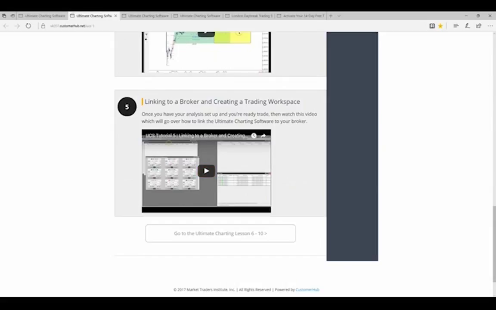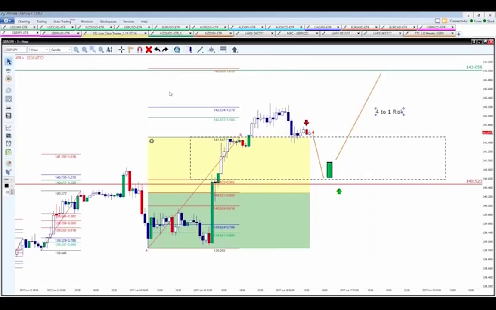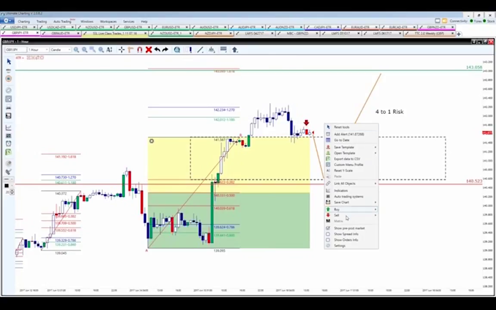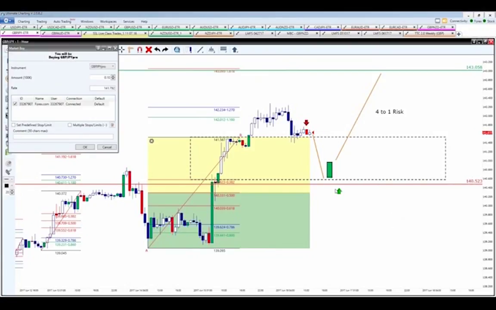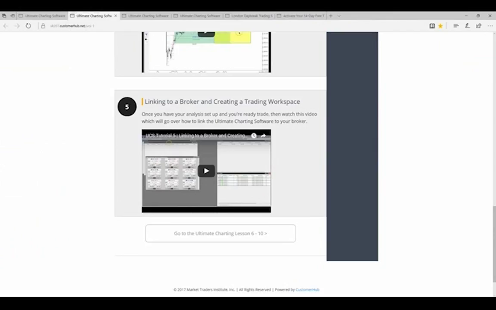In fact, let me come back in here. Let's just say that theoretically the market was open and I want to buy into the market right now. I can simply right click on my charts, come down to buy, and do a market buy. My charts are connected to my broker, and all I have to do is set my limit and my stops, hit OK, and bam, I'm actually trading in the market. It'll connect right to my broker here. I apologize if I didn't explain that in more detail, but you'll get that as well.